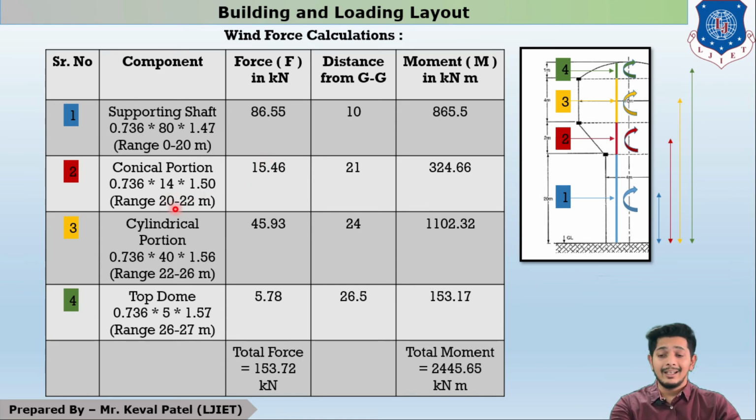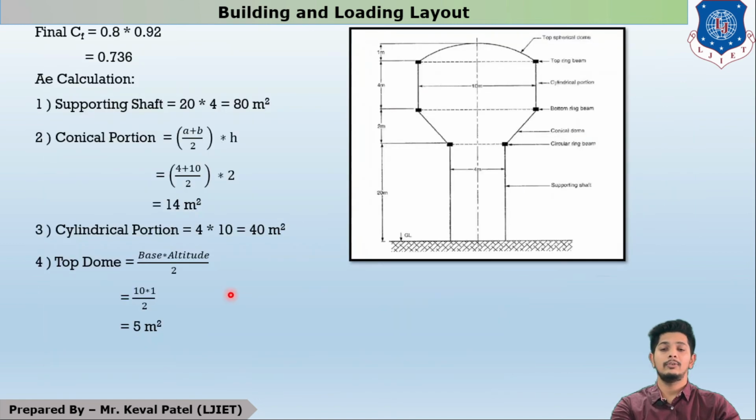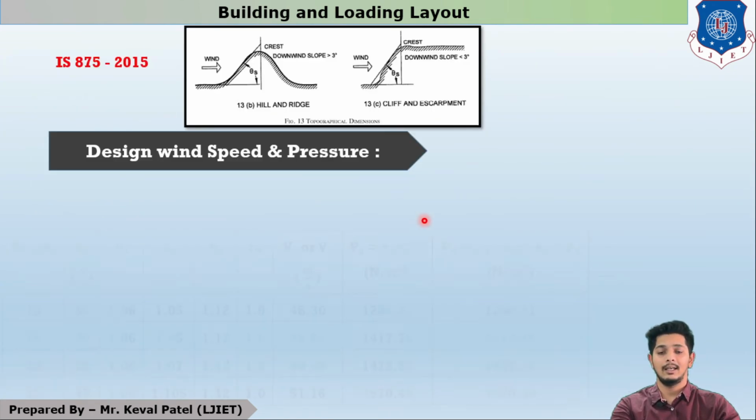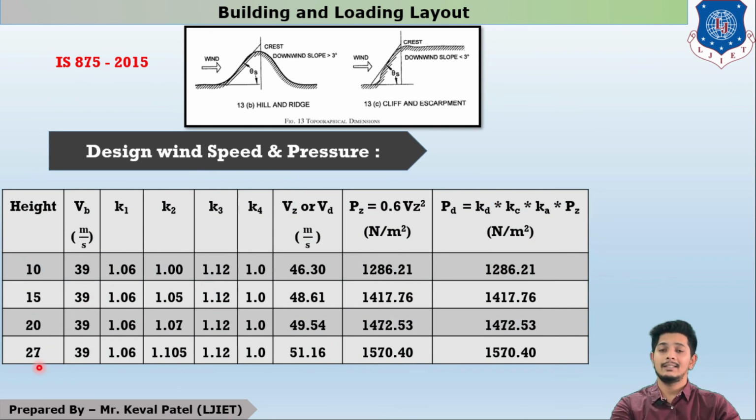Now for height up to 22 meter, I have to interpolate between 20 and 25. So PD will be 1.550. Again, for height 26 meter, I have to interpolate between 25 and 27. So it will be 1.56. And for the last PD, for 27 meter, we have calculated already, that is 1.57. Let us see it again. In this table, PD for 27 meter height is 1.57 kilonewton per meter square.